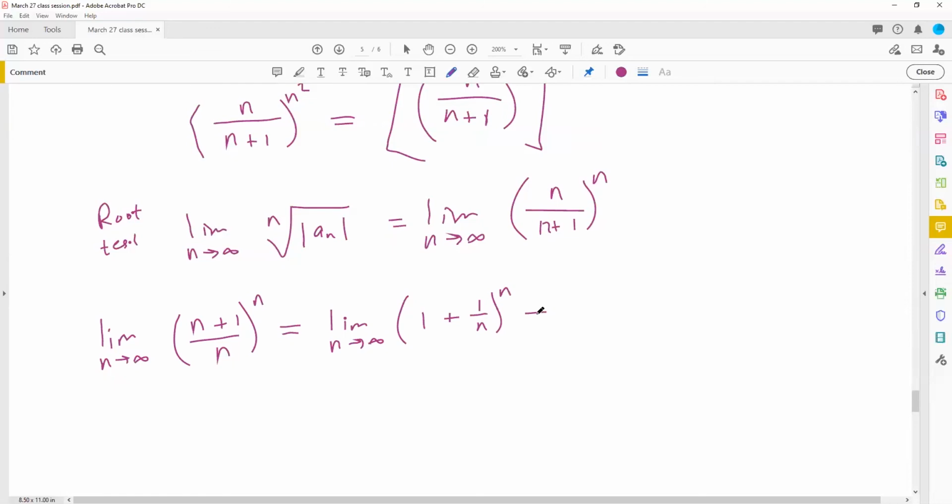Now this is something that at least one person should remember what this is. e. That's e, right? So that means that this is convergent, 1 over e. And 1 over e is less than 1, so it's convergent. Yes.